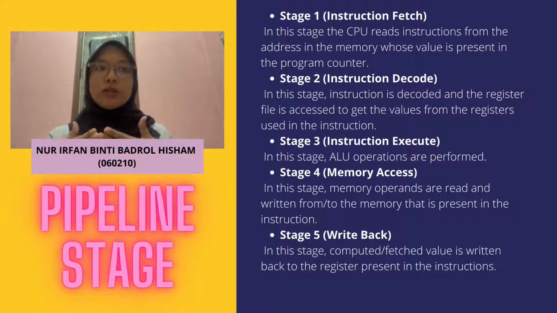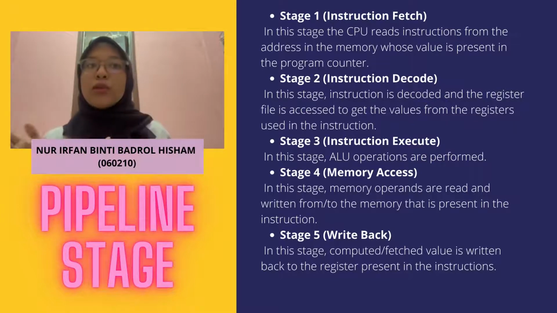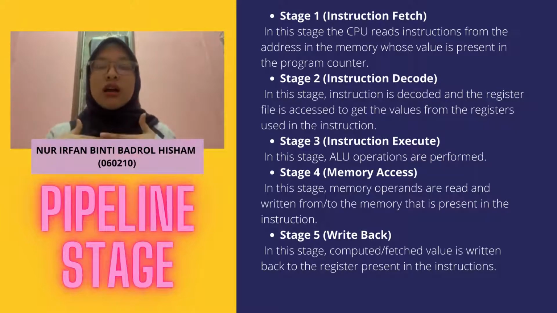Stage 4 is memory access. In this stage, memory operands are read from or written to the memory that is present in the instruction. So stage 5 is write back. In this stage, the computed or fetched value is written back to the register present in the instruction.